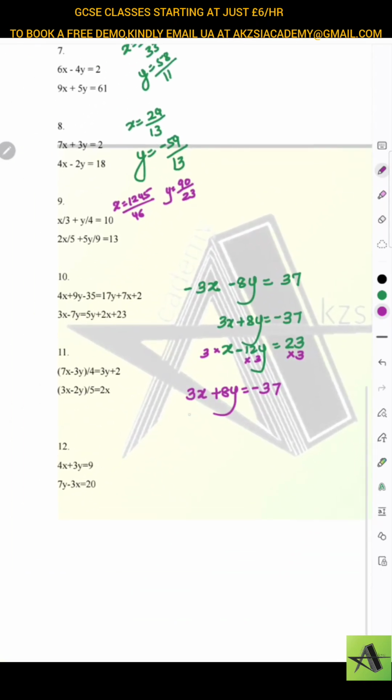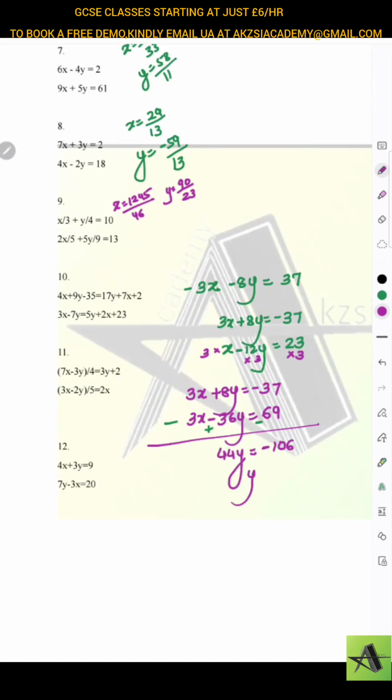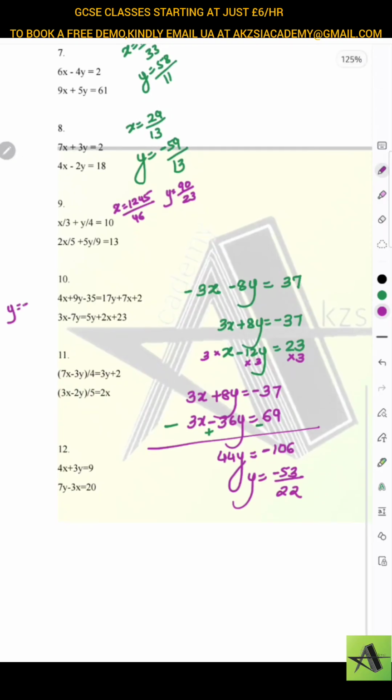This is 3x minus 36y is equals to 69. Now clearly I have to subtract. So subtract, this will become positive, then subtract. So 36 plus 8 will be 44y. This will give me negative 106, and y is equals to negative 106 over 44 divided by 2 will give me minus 53 over 22. So we got y is equals to negative 53 over 22.